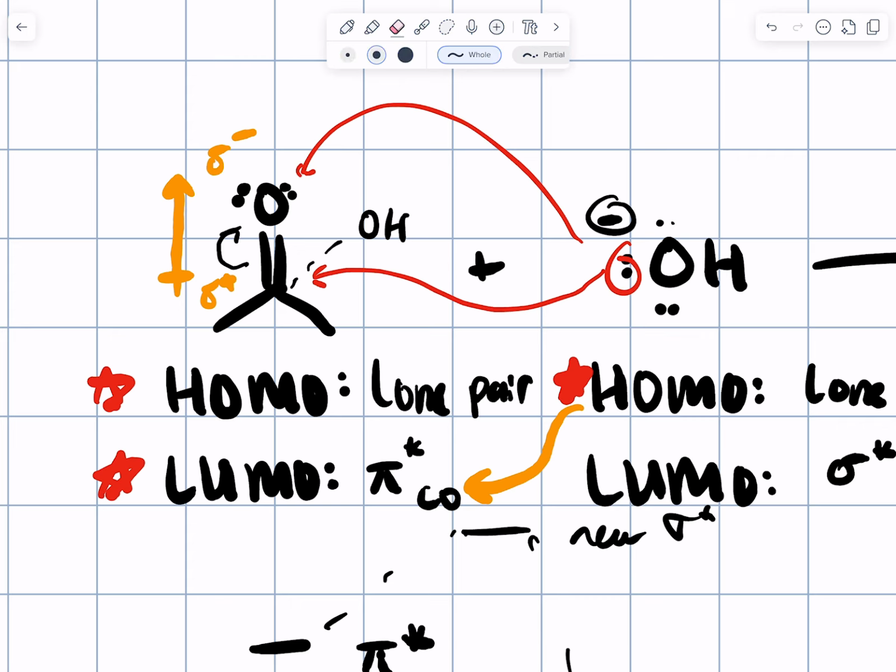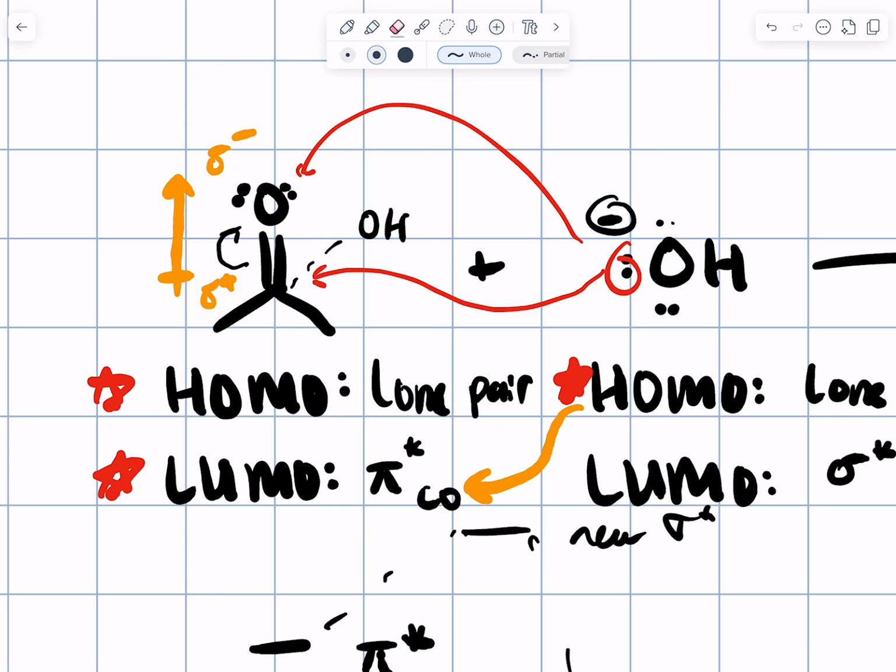You have to break the pi bond when you do this, not only because you'd have too many bonds to carbon if you didn't, but because what is the identity of your LUMO? It is the pi star. You fill an antibonding orbital, you break a bond. That's general, that's always. Does that make your brain go?